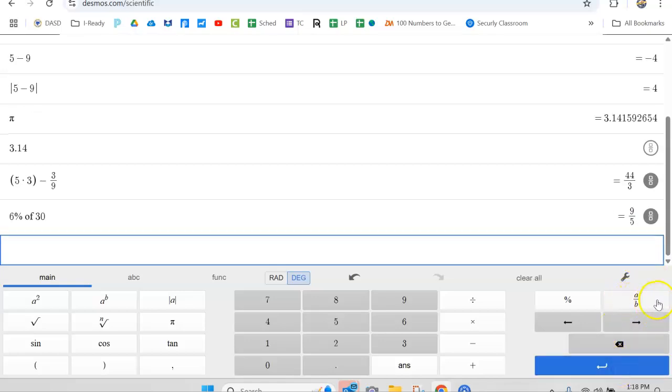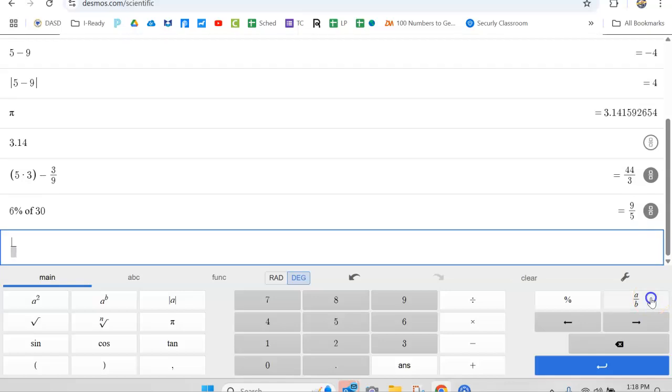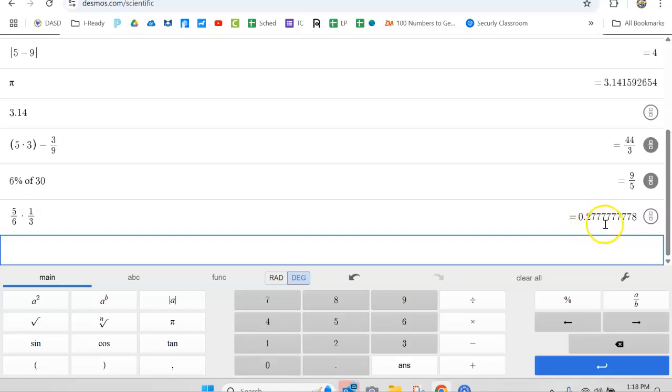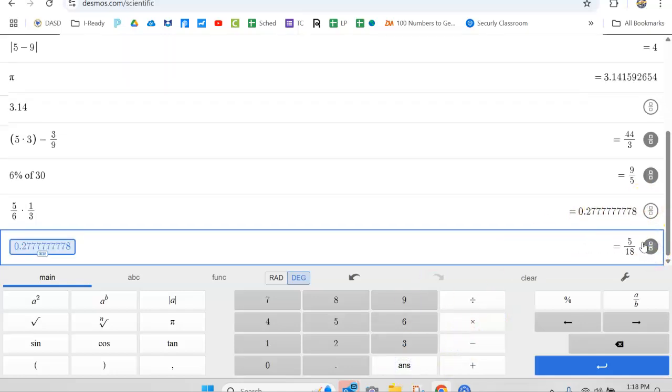Next to the percent key is a fraction key. You can use this to enter fractions. So let's say we had to do 5/6, and now I need to get out of the fraction. I'm going to use the arrow key to the right to get out of the fraction. And let's say I need to multiply that times another fraction, maybe 1/3. Click on the bottom, ABC3, and I get 0.27 repeating, which I can turn into a fraction, 5/18.